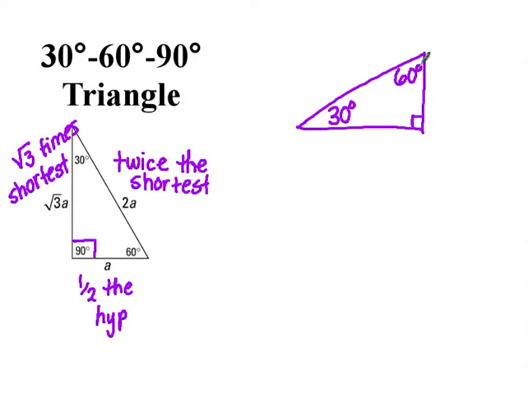So let's start with a simple one. Let's find the two remaining sides. So hypotenuse is 8. If the hypotenuse is 8, the vertical side is what? 4. It's always half the hypotenuse, right? What's the horizontal side going to be? 4 root 3. Okay. Let's try another one.